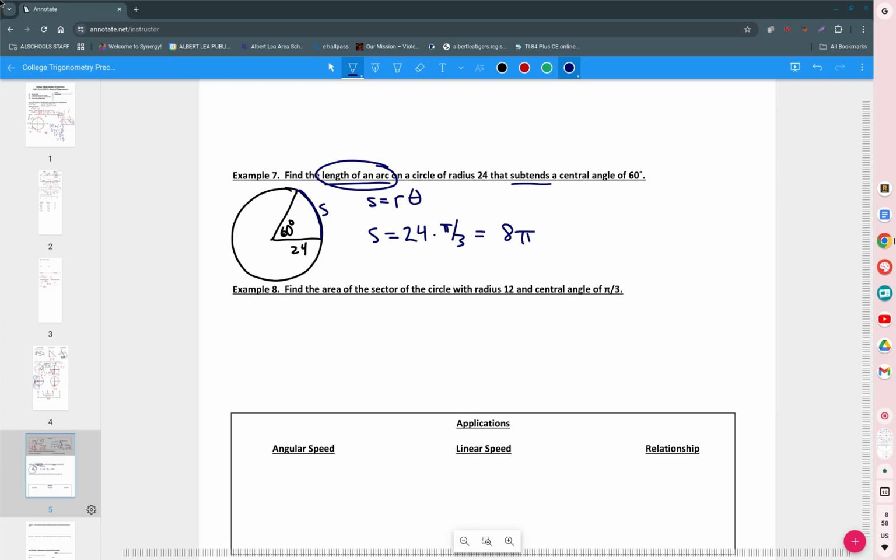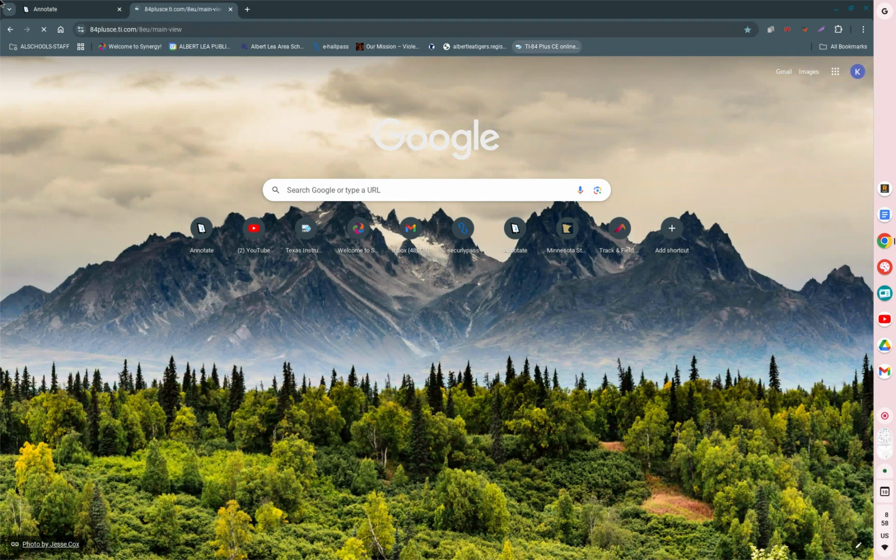This is the exact value in terms of pi. Okay? Suppose that the question was, round your answer to the nearest hundredth or something of that nature. Then you would just take 8 times pi on your calculator. I'm going to do that real quick.